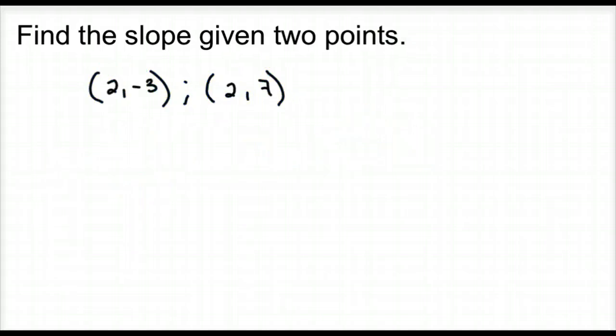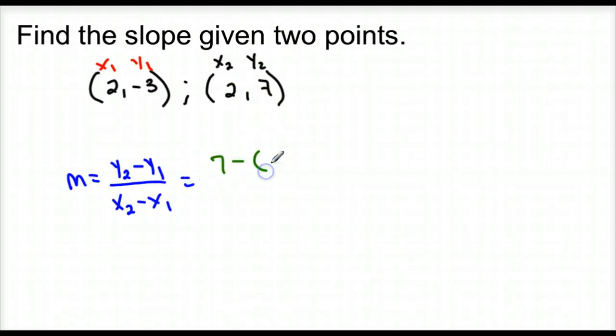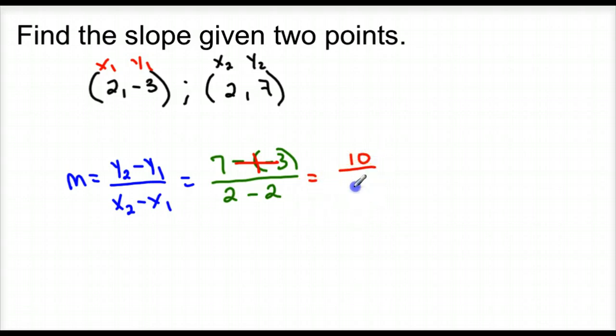Let's look at the next example. Find the slope of the two given points. Again, m equals y sub 2 minus y sub 1 over x sub 2 minus x sub 1. Labeling x1, y1, and x2, y2. Okay, and I'm going to plug in. So we got 7 minus negative 3 over 2 minus 2. Let's solve this. 7 minus negative 3 is the same thing as saying 7 plus 3, which is 10. 2 minus 2 gives me 0.